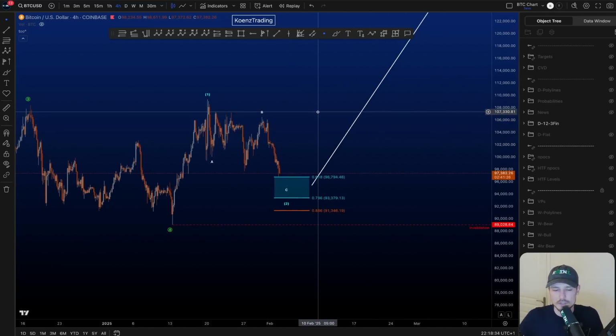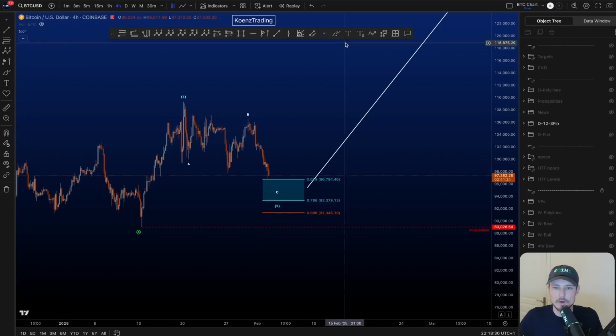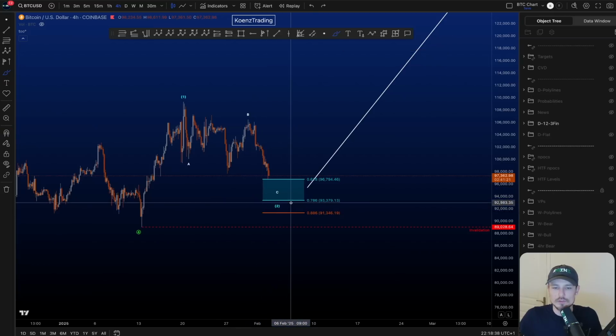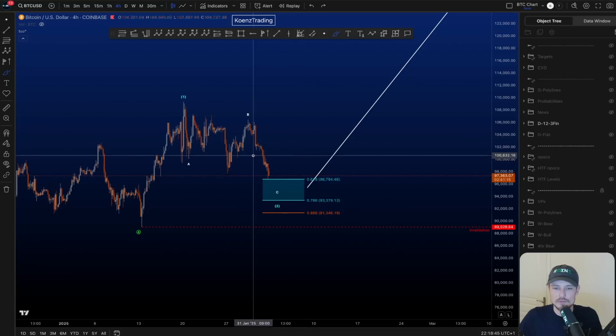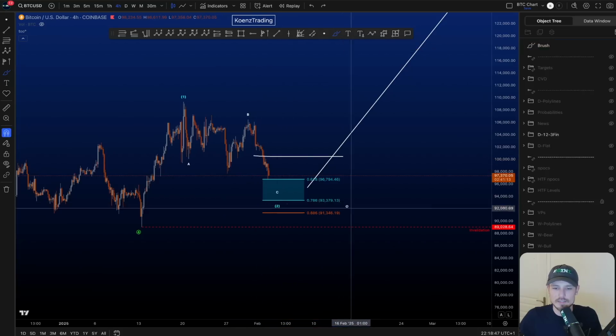You do not want to see price move below that low. Now in wave 2, you then need a 3-wave corrective structure to the downside. And the most common target for your wave 2 is between the 0.5 and the 786 Fibonacci.